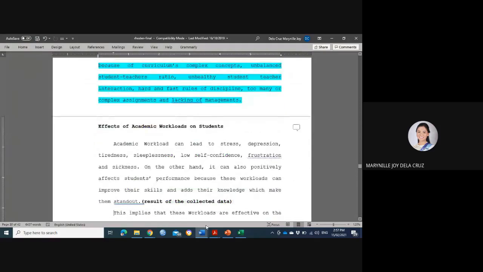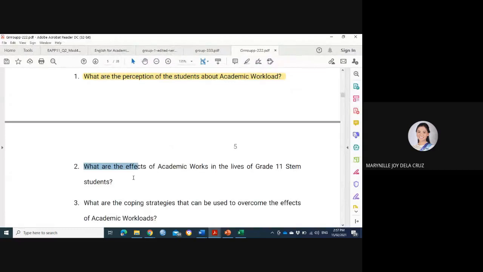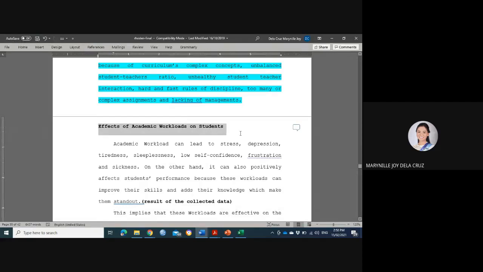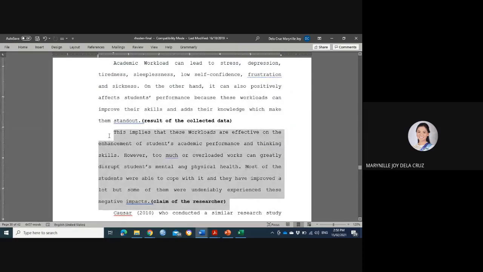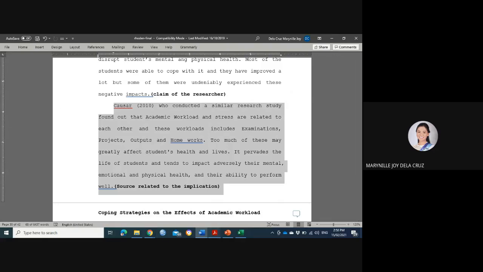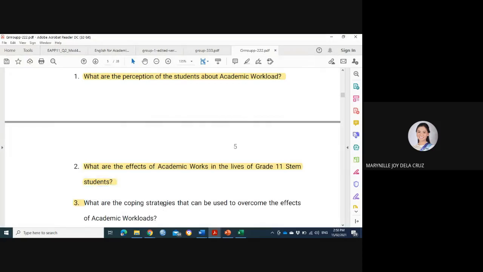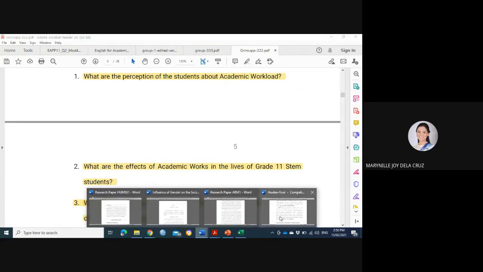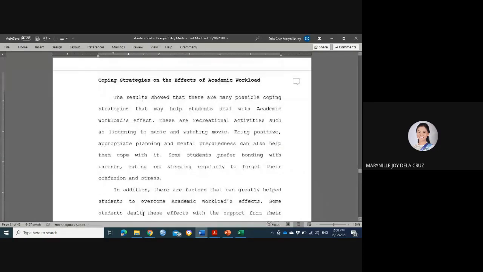Next. The second statement of the problem is this: what are the effects of academic works in the lives of grade 11 students? Now, we focus on academic works. So in their final output, it focuses on academic workloads of students. Of course, this is their result. This is their claim as a researcher, which is their opinion. And this is the supporting evidence from other researches. And the last question is, what are the coping strategies that can be used to overcome the effects of academic workloads? And that is their last output, coping strategies on the effects of academic workload.